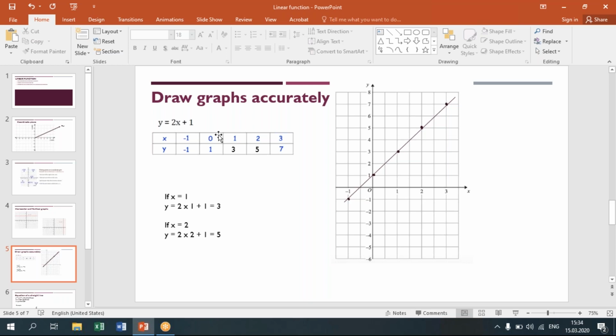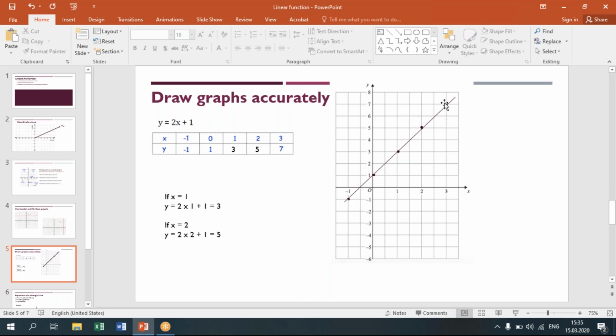Then, if x is equal to 0, y is equal to 1. X equal to 0, as I said before, we don't need to show on the axis, but we have y equal to 1, and I just have to show this point here. Then, if x is equal to 1, y is equal to 3. If x is equal to 2, y is equal to 5. If x is equal to 3, y is equal to 7.